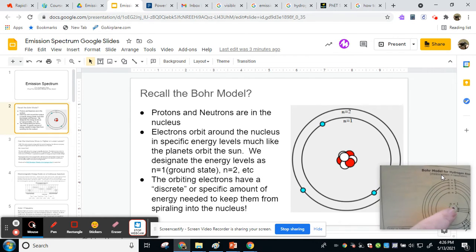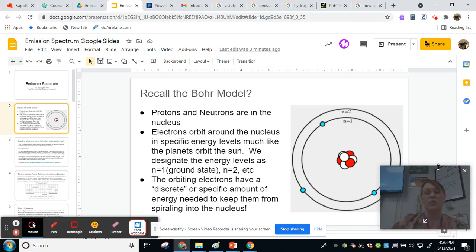That's the energy level that's closest to the nucleus. N equal 2 is much further out. N equal 3, a little bit further out. N equal 4, a little bit further out. And it goes all the way out. In this image, it goes out to n equals 6. So those are the possible energy levels.